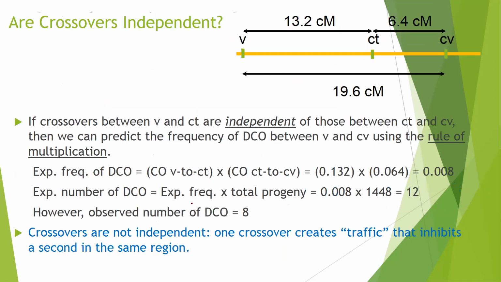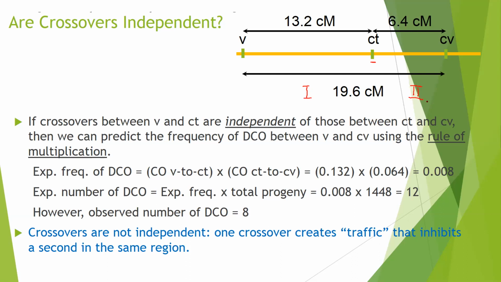All right. So now the question is about crossovers. For example, this is the same example. We have 3 genes, and using the progeny data, we successfully derived the map like this, where the CT gene is standing in the middle, right? Now suppose this is region 1. The region between gene V and gene CT is called region 1, and this is region 2, which is the region between gene CT and gene CV.